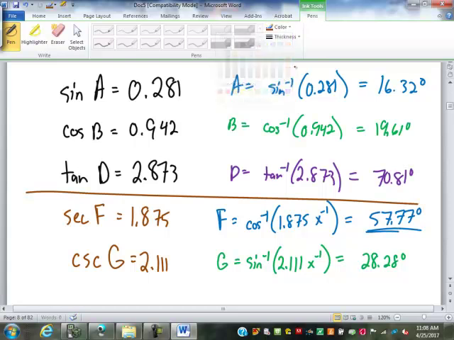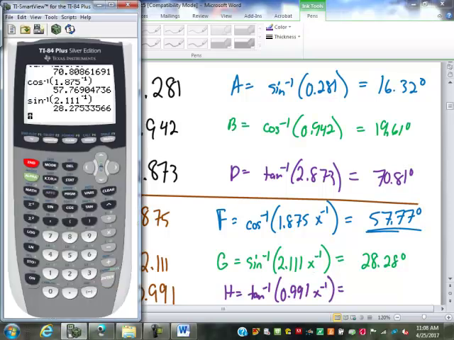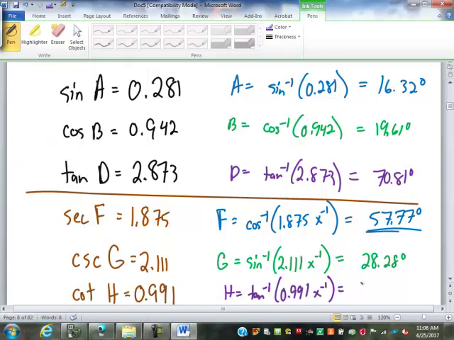And of course, if I tell you that the cotangent of angle H equals 0.991, that means H is the inverse tangent of 0.991, and of course we do the reciprocal inside the parentheses. So second tangent, 0.991. Reciprocal, then close. 45.26 degrees.